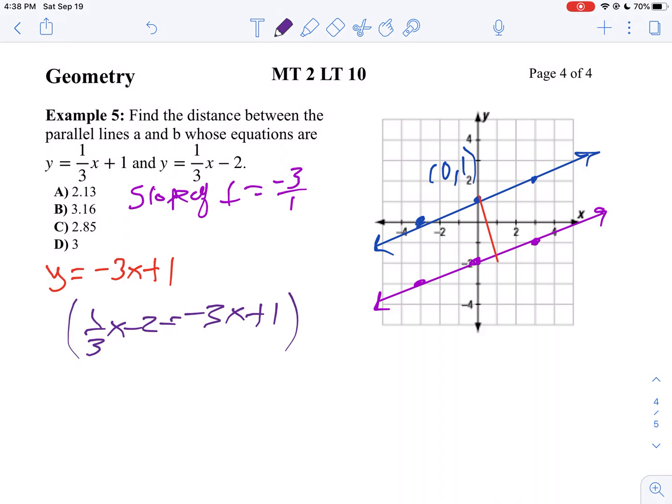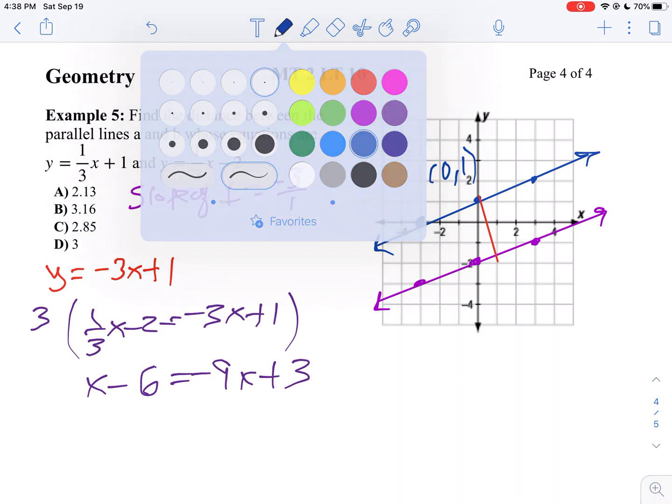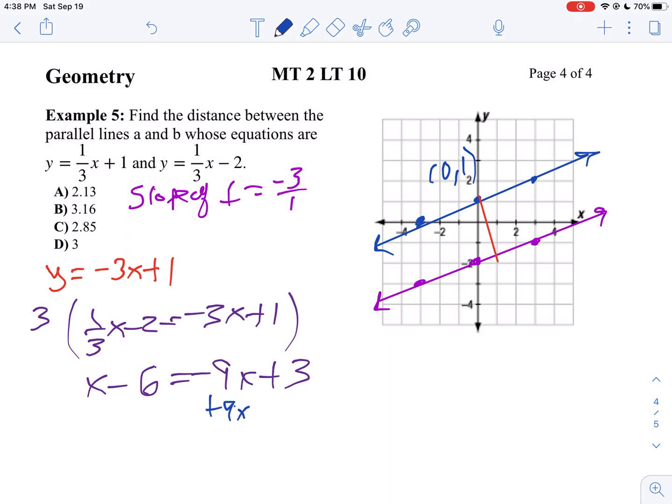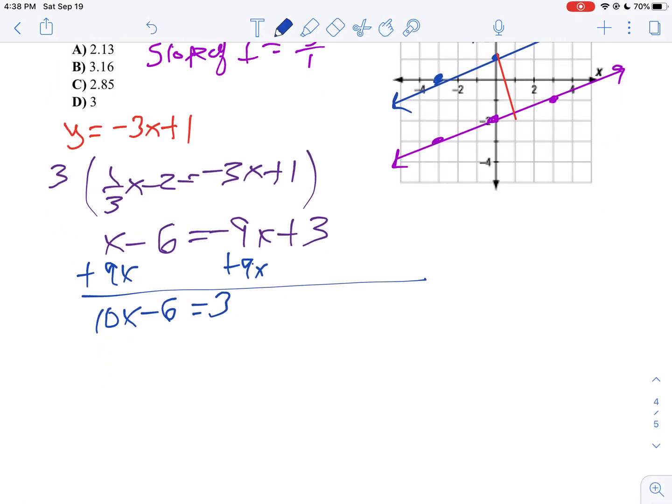I hate fractions, so first thing I'm going to do is multiply everything by 3. So we get x minus 6 equals negative 9x plus 3. Let's move the smaller x, so I'm going to add 9x to both sides. Then we get 10x minus 6 equals 3. Let's add 6 to both sides. 10x equals 9. Divide both sides by 10. x is 9/10. Like I said, it's ugly.